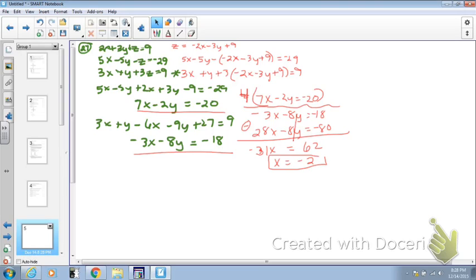That's just the x. Now we have to go back to solve for the y. I'm going to use this equation here to help me with that, and I have negative 3 times negative 2, which was my x, minus 8y equals negative 18. That's 6 minus 8y equals negative 18. I'm going to subtract the 6, so that's negative 8y equals negative 24. And y equals 3 then.